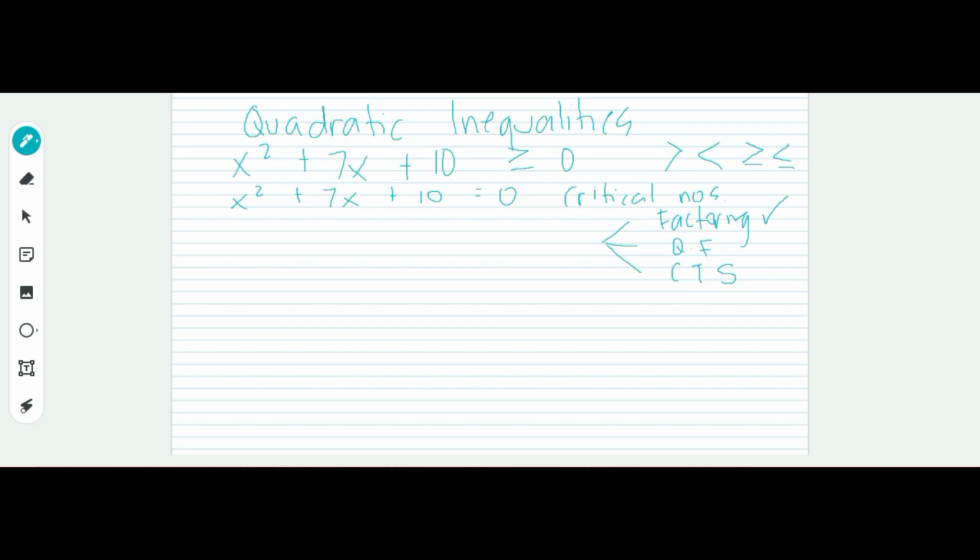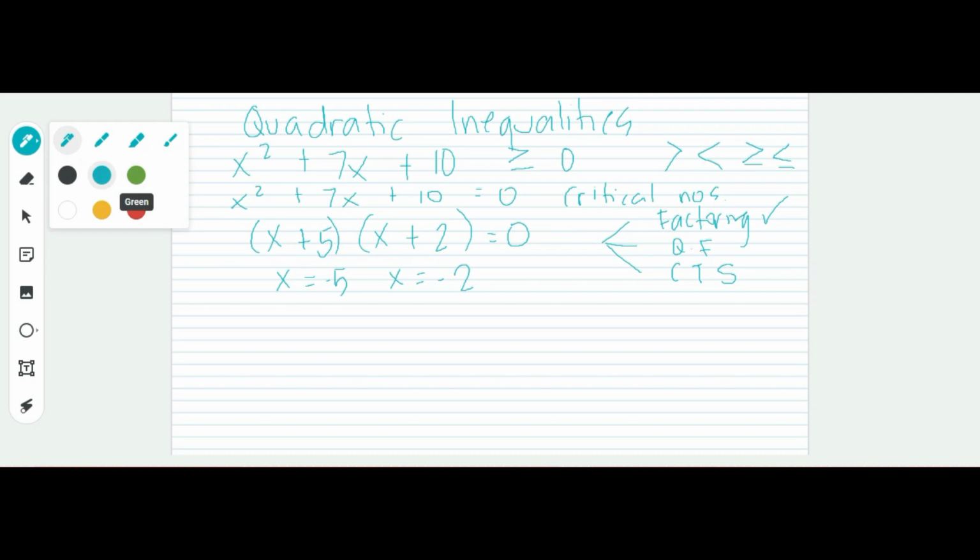So let us now compute for the critical numbers. By using factoring, we have here x and x, then 5 and 2, plus and plus. If we solve that and equate both factors to 0, the answers are x equals -5 and x equals -2. So these two that we got are our critical numbers.